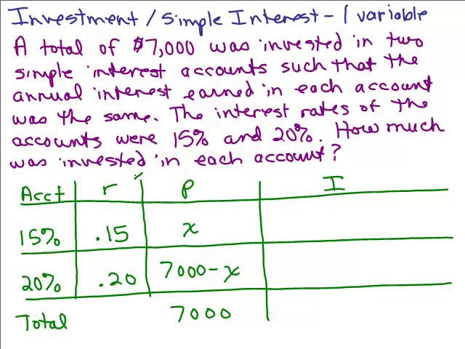So the interest is the rate times the principal, or the principal times the rate. I write it like this because it's usually easier to write the decimal in front of the amount. So in the 15% account, the rate times the principal is 0.15 times X. Now in the 20% account, I have 20% times, and remember, this is a whole quantity, 7,000 minus X. So we put 0.20 times 7,000 minus X. That's how much interest is earned in each account.